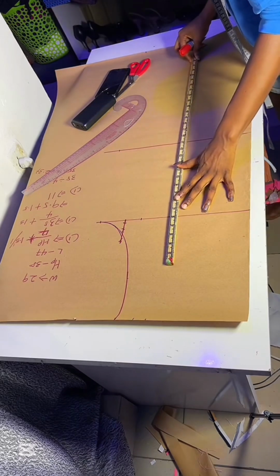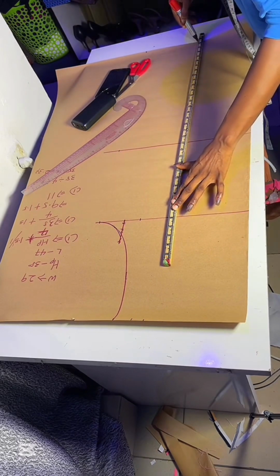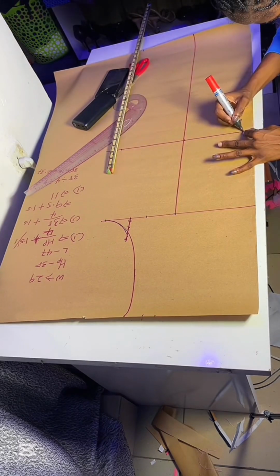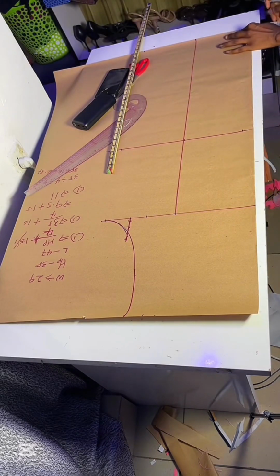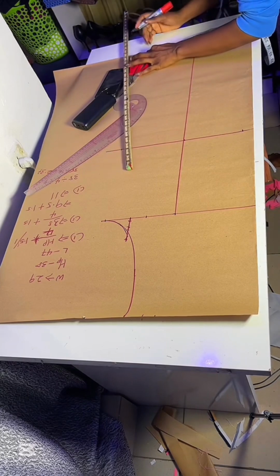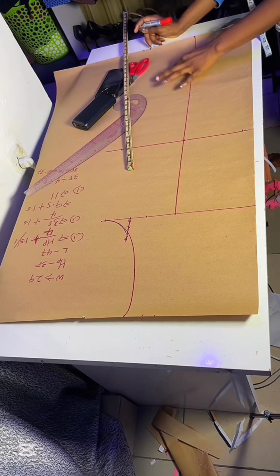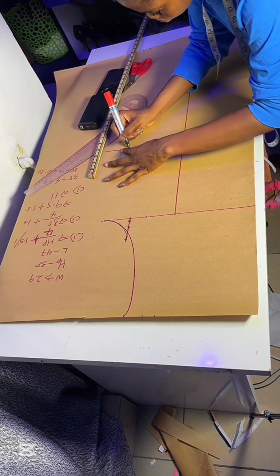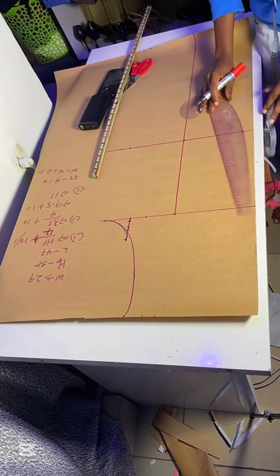Then after that, you connect the measurement at the middle. You connect it together. Then on the knee length, I usually come in by 1 inch. It depends on how the person wants their pants. Usually I come in by 1 inch. Sometimes I come in by 1.5 inches. So just check and do what works for you.